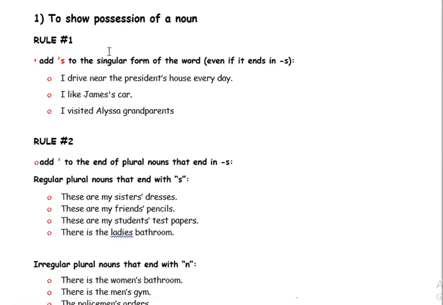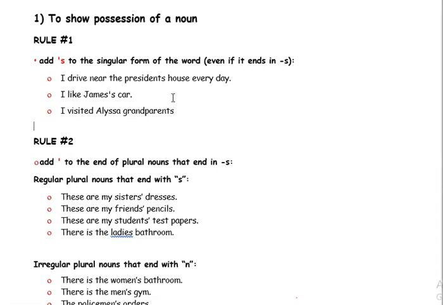So the first rule is to show possession of a noun. Rule 1: add an apostrophe s to the singular form of a word, even if it ends in s. Okay, so let's explain this properly. Say you have a sentence like, I drive near the president's house every day. How many presidents do we have there? We have 1 president. But if I don't have an apostrophe, I don't know how many presidents we're talking about. We could be talking about many presidents or just 1 president.